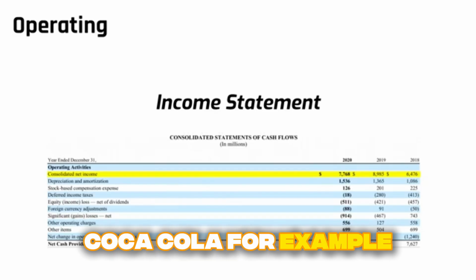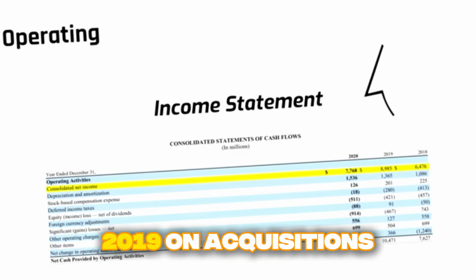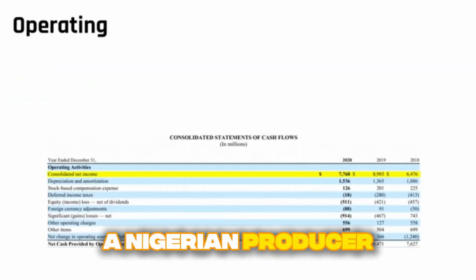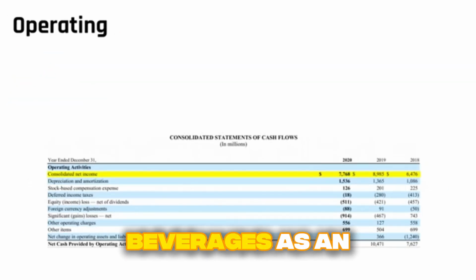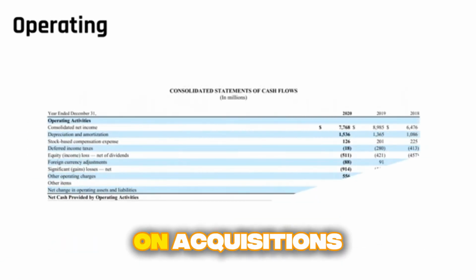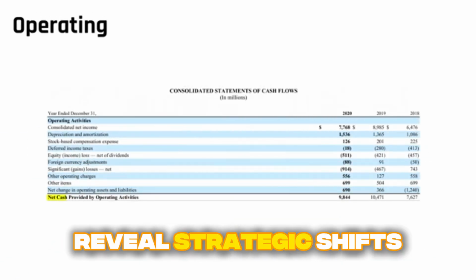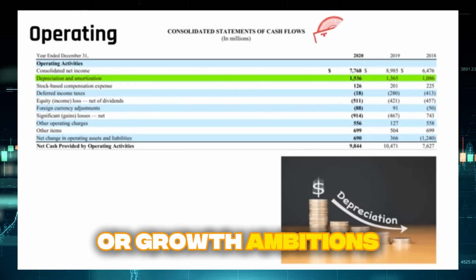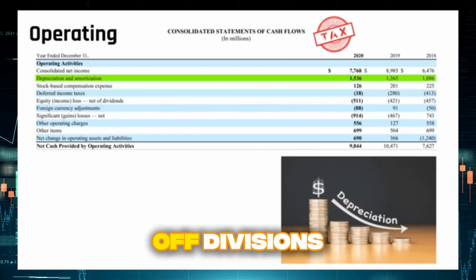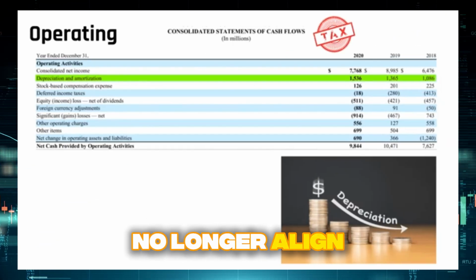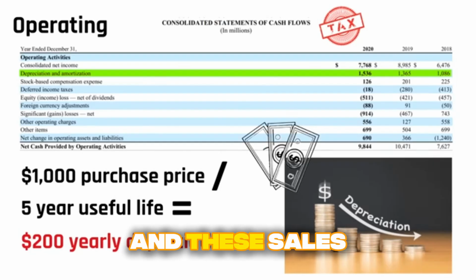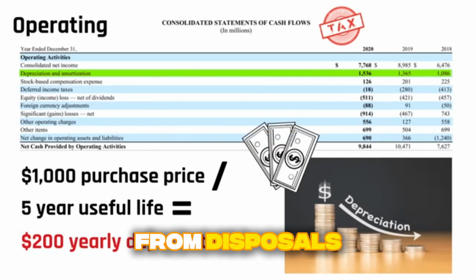It's common for companies to acquire others to expand geographically or diversify their product lines. Coca-Cola, for example, spent $5.5 billion in 2019 on acquisitions, including buying the coffee brand Costa and an ownership stake in Chi, a Nigerian producer of dairy, juice, and tea beverages. As an investor, it's essential to check if a company is spending heavily on acquisitions because it can reveal strategic shifts or growth ambitions. Likewise, companies sometimes sell off divisions or brands that no longer align with their long-term goals, and these sales are reflected in the proceeds from disposals line.